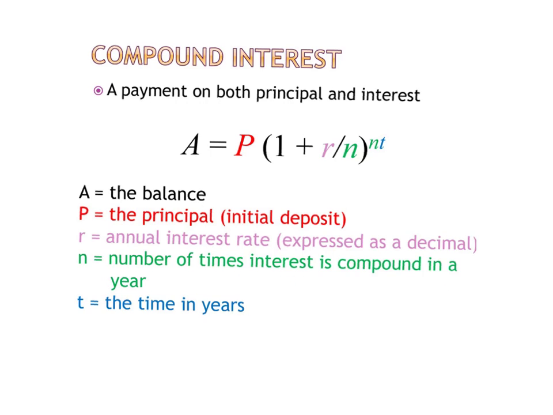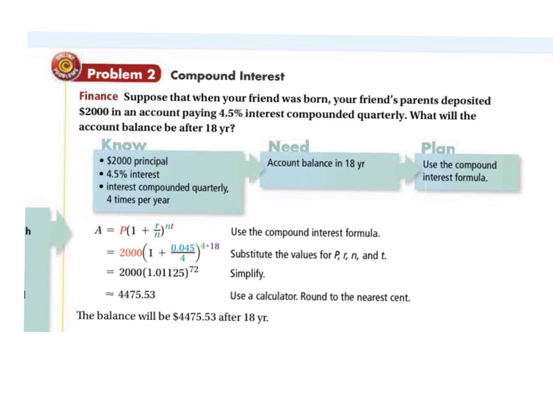N is the number of times it's compounded in a year. So if I say it's compounded every 6 months, that'd be 2 would go there. If I say it's compounded once a year, that's a 1 that goes there. And then the whole thing is raised to the nt. Again, that same n, so it's used twice. And t is the time in years. So it's important that we understand P is the principal, R is the rate expressed as a decimal, the annual rate. That's very important.